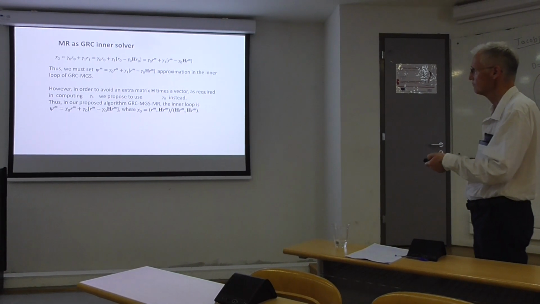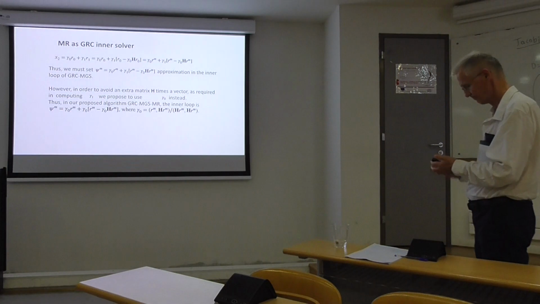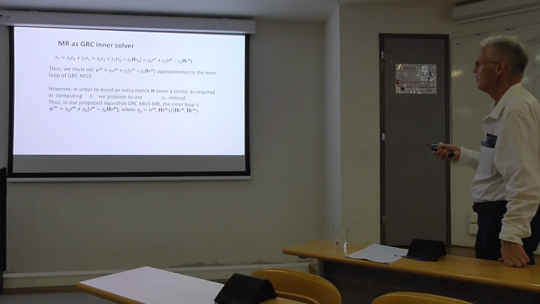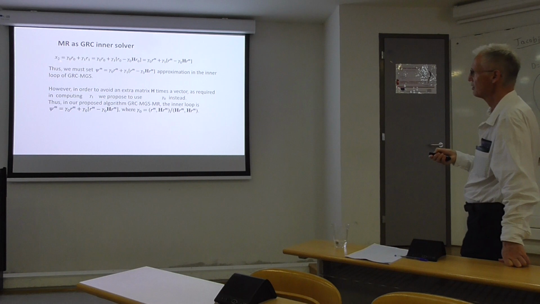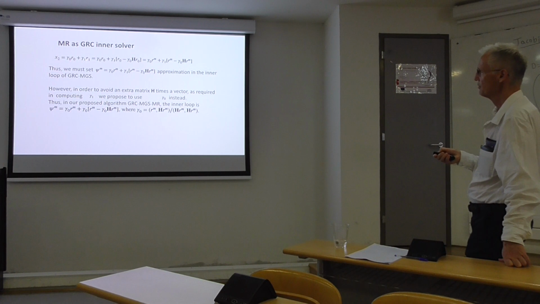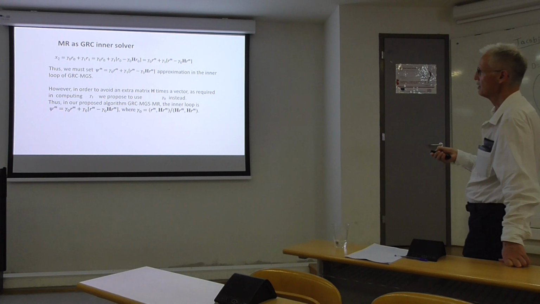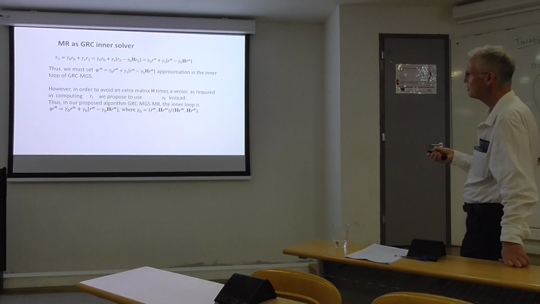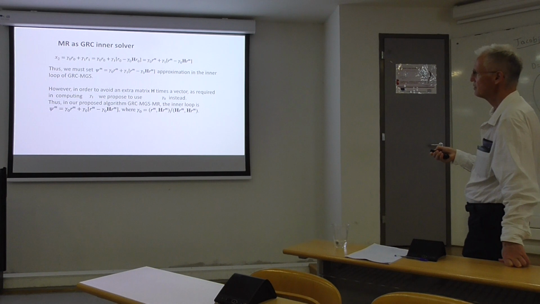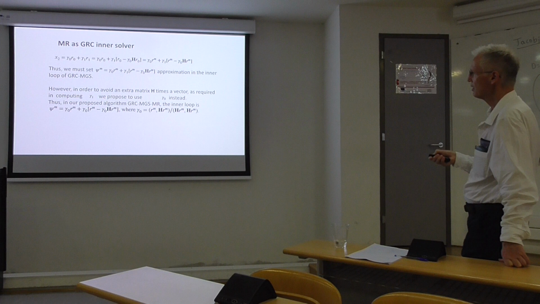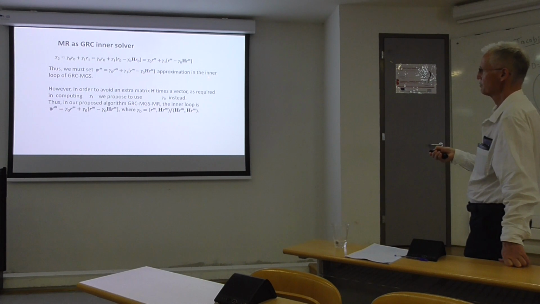You expand. Okay. You expand two steps. You do two steps of this minimal residual, and then you use this in the equation of the preconditioning step. It comes out to this. Okay. So we must set C M equal to this. This is an approximation in the inner loop of the GCR MGS method.